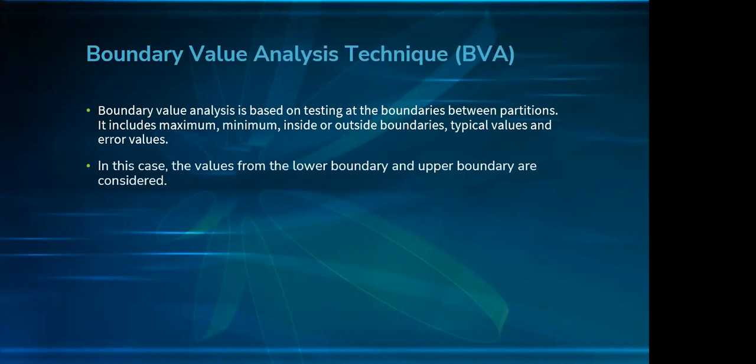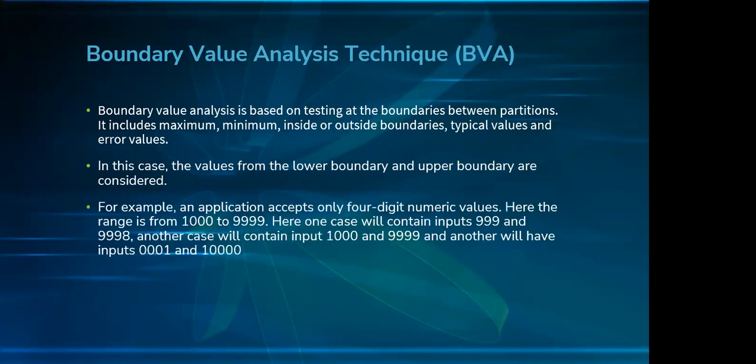In this case, we want to take another example. The values from the lower boundary and upper boundary are considered. For example, an application accepts only 4-digit numeric values. Here, the range is from 1,000 to 9,999. We said it's 4 digits. That's the condition.